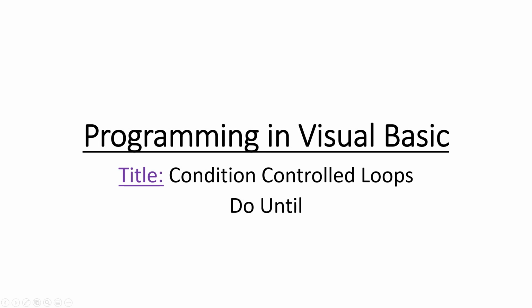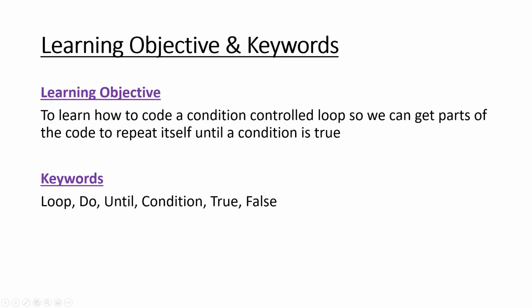So in this lesson, we're going to be looking at condition controlled loops, do while and do until loops. Our objective is to learn how to code condition controlled loops so we can get parts of the code to repeat itself until a condition is true. So you need to be able to find these keywords in the code, loop, do, until, and find the condition and know what is going to make that condition true and false.